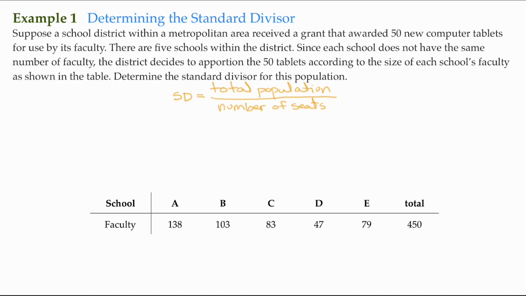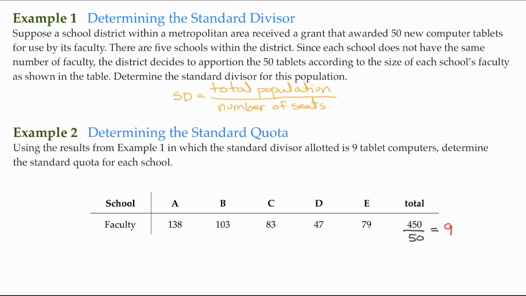So since it's an average, that's what we'll do. We'll simply divide 450 by 50. And 450 divided by 50 is 9. So our standard divisor for this scenario is 9. Now the second step needed is to apportion the tablets to each of the schools. This is known as a standard quota, determining a standard quota.